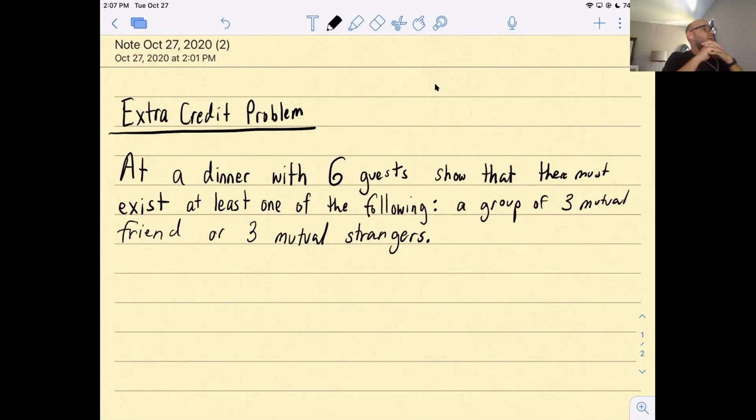So maybe I should have been clearer on that terminology. And what about 3 mutual strangers? Is it clearer now how you would interpret that? There might be 3 people that all know each other, and there might be 3 people where nobody knows each other. Does that clear up a little bit of the wording?